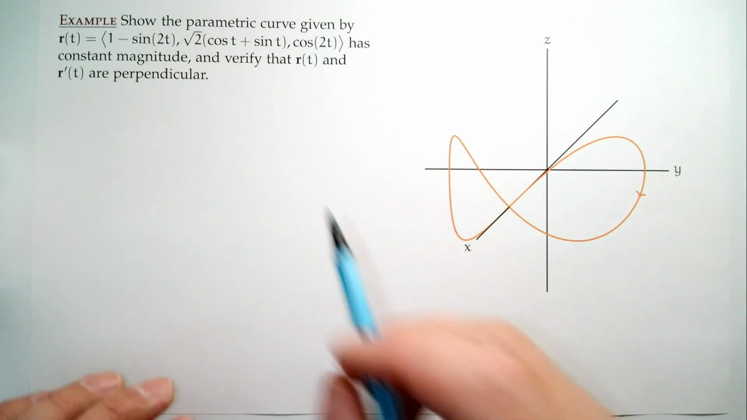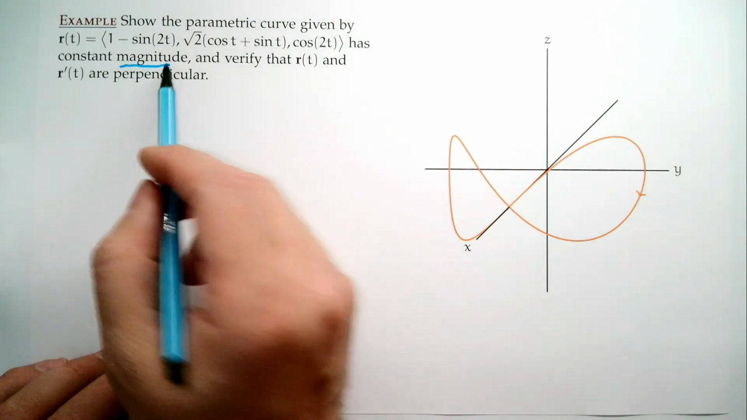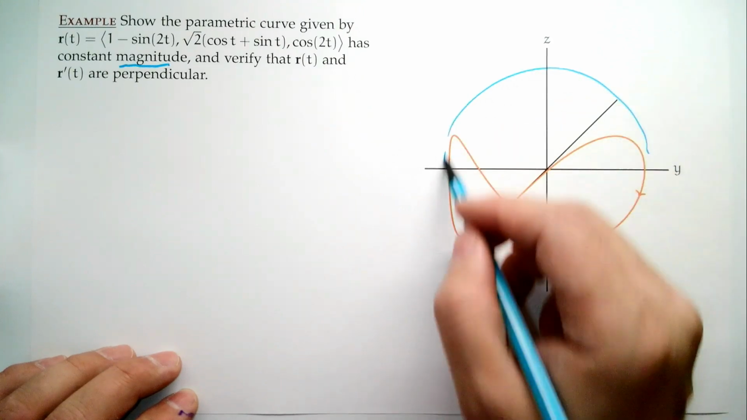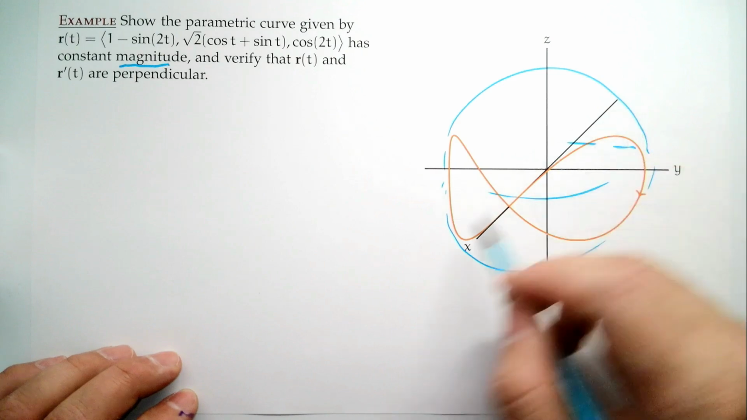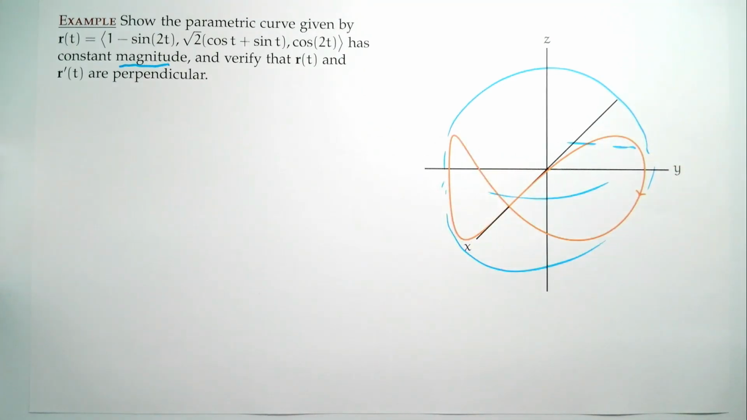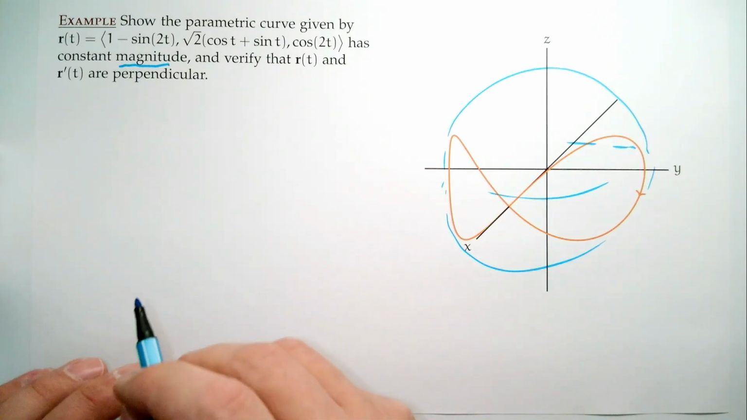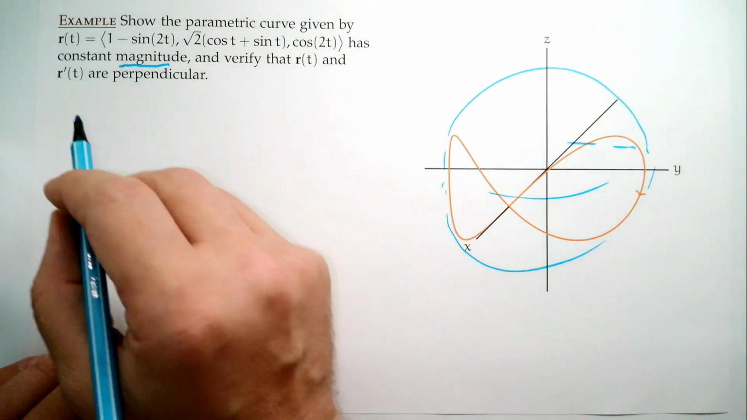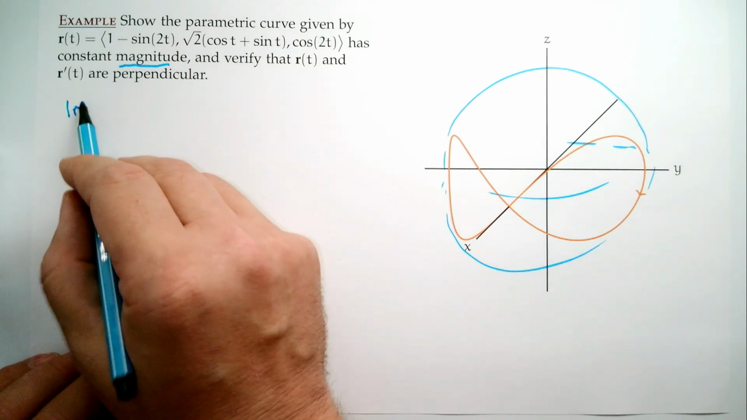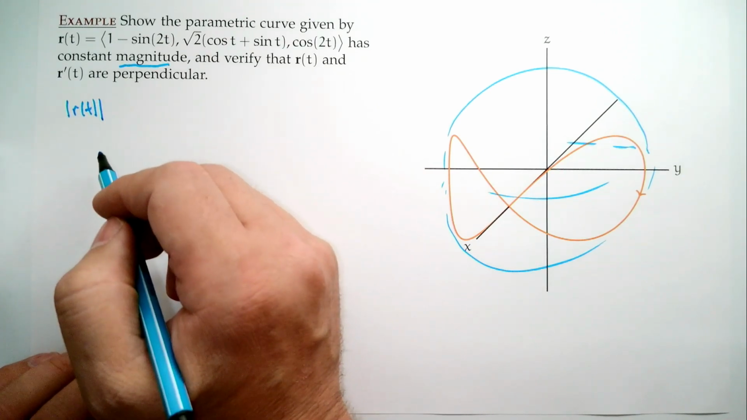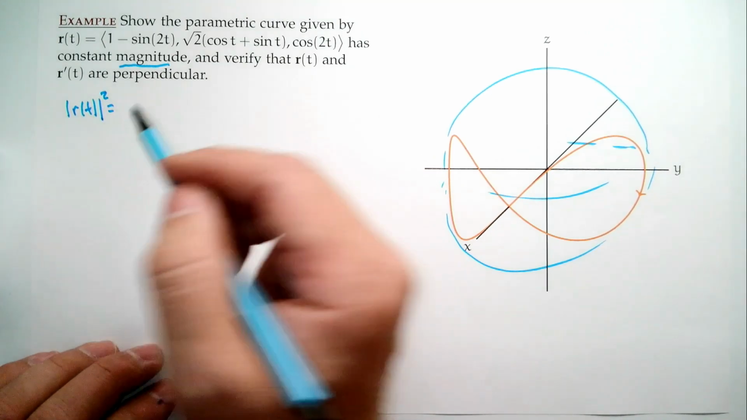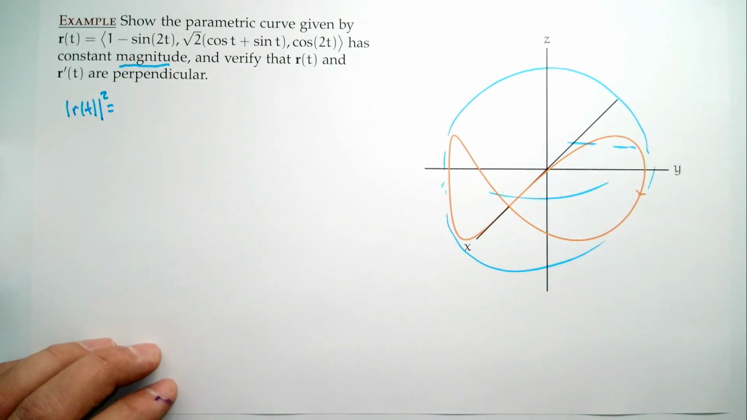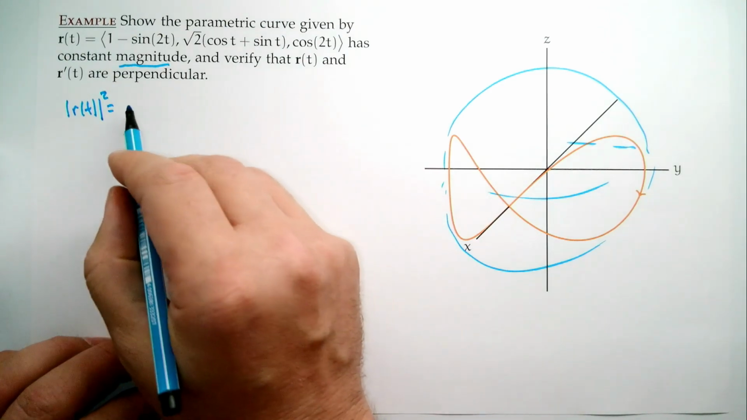In particular, to show it has constant magnitude, there's this sphere sitting here in three-dimensional space, and this curve is moving on the outside of that sphere. All right, so how do you show something has constant magnitude? Well, the answer is you take the magnitude, and you show that it doesn't depend on t. So, for simplicity, I'll just square it. If the magnitude is constant, the square of the magnitude is constant, and then I can save myself writing square root symbols.